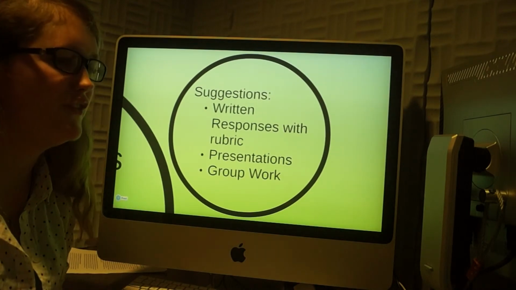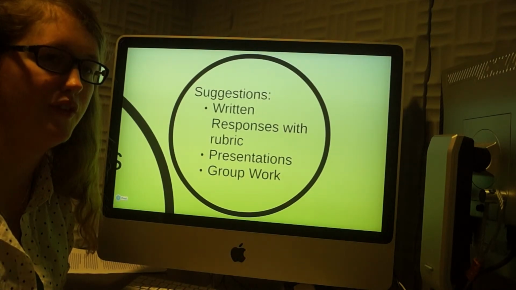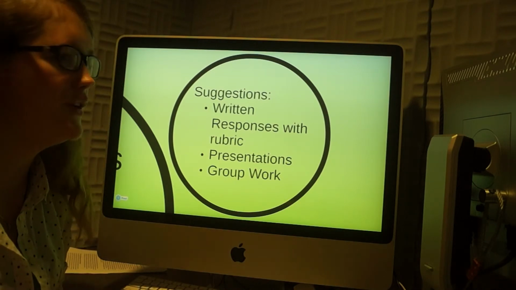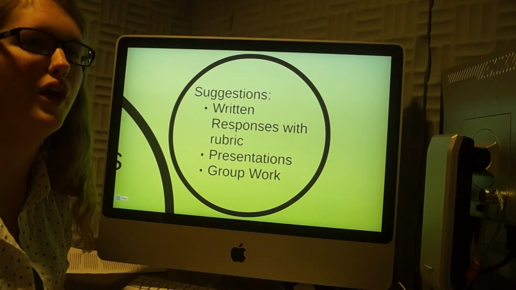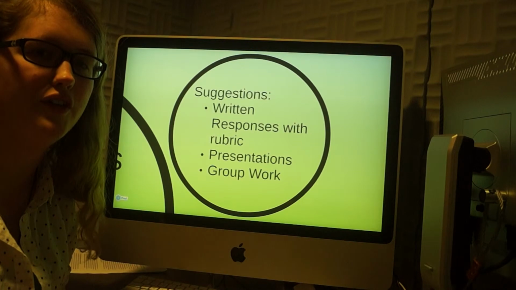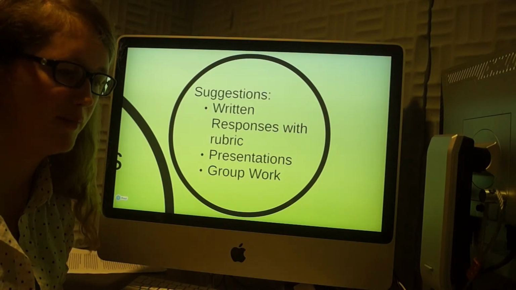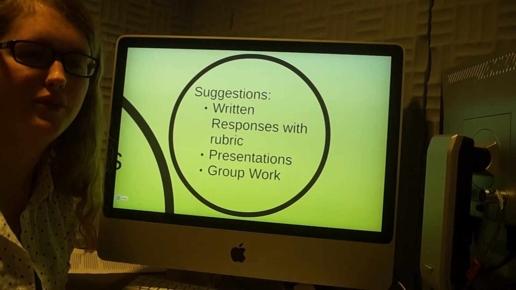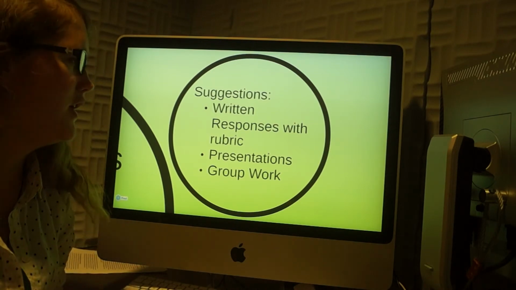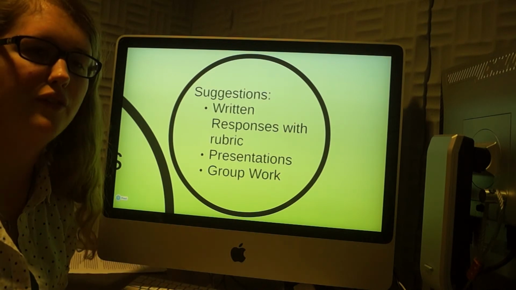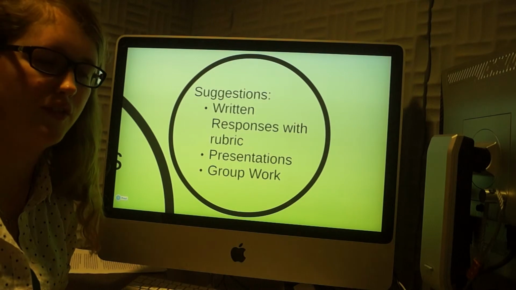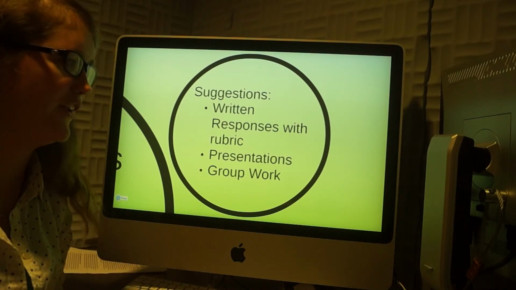So some suggestions for a good quality exam for students, especially English language learners who are learning this new academic language: use written responses with a rubric and have them write out what they know. Avoid true or false and multiple choice when they're learning this new academic language. Instead, use written responses with a rubric, so they know what's expected of them, and they can write out and explain their thinking. So even if they don't use the language just right, you can still see if they're understanding it.